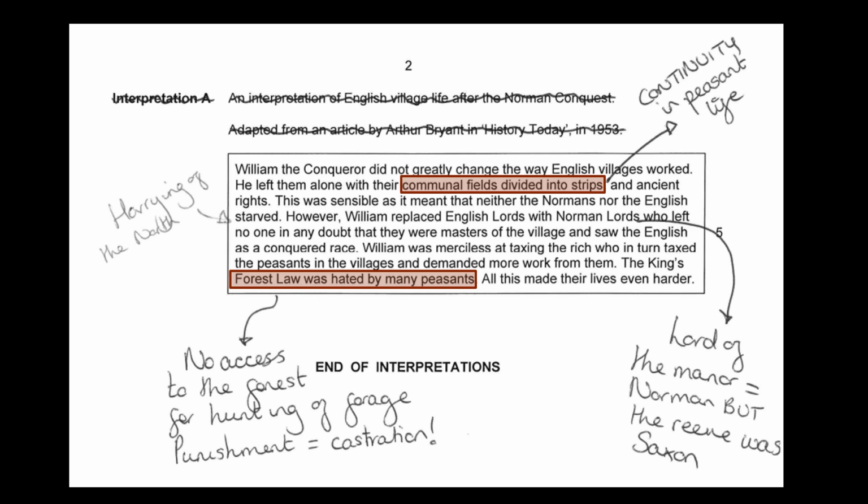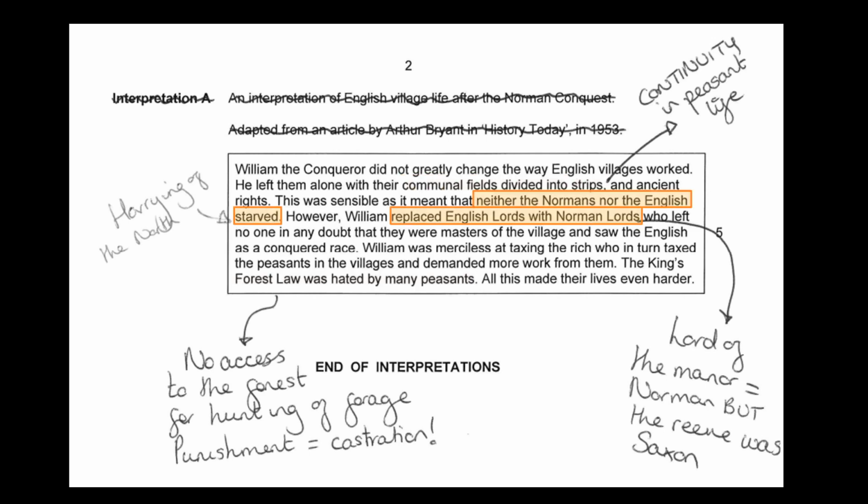I have also highlighted the phrase forest law was hated by many peasants. This is an easy phrase to use as a springboard, because you can discuss the impact of the forest laws on village life, as the peasants could no longer use the forest to forage and hunt. If they did, then they'd face terrible punishments, including castration, if caught hunting deer.